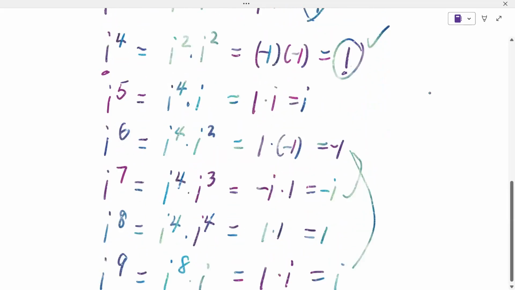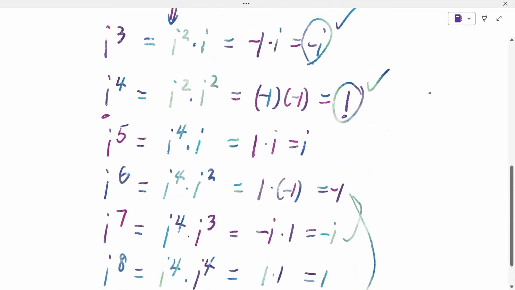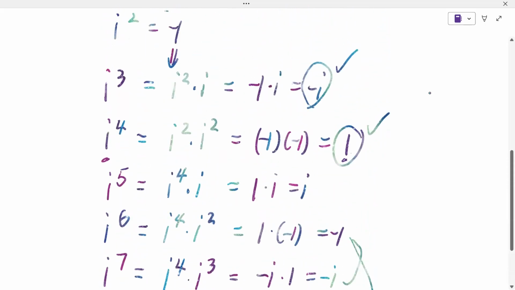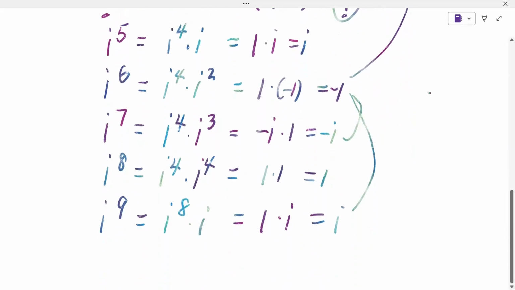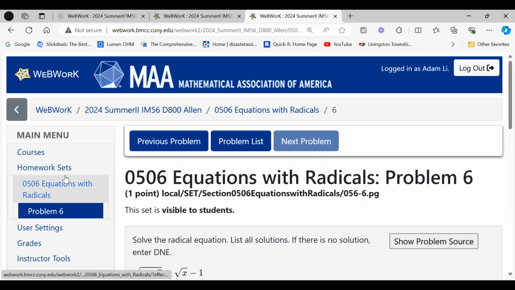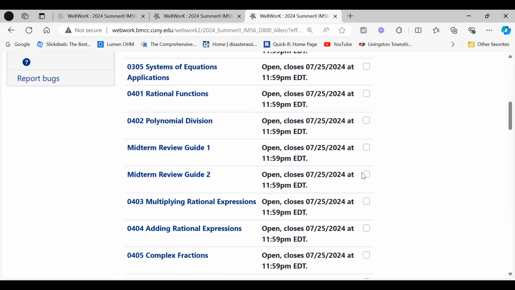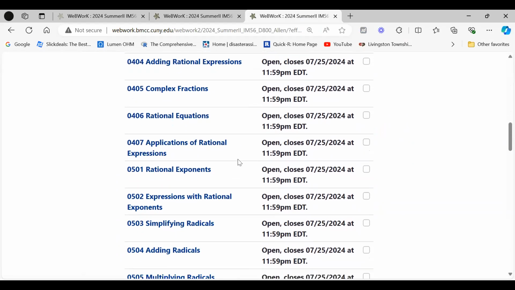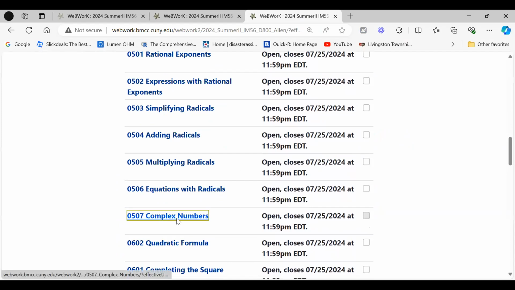You see another cycle here. The first cycle starts with i squared all the way to i to the 6th. That's one cycle, and this is the second cycle, built based on the first cycle. This is basically the structure of the complex numbers. So now let's go back to the exercise. Let's do some exercises involving complex numbers.